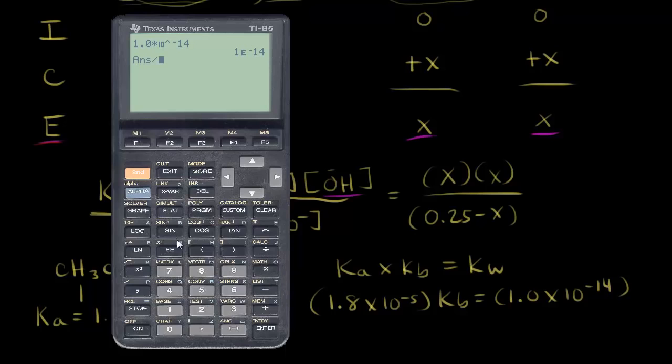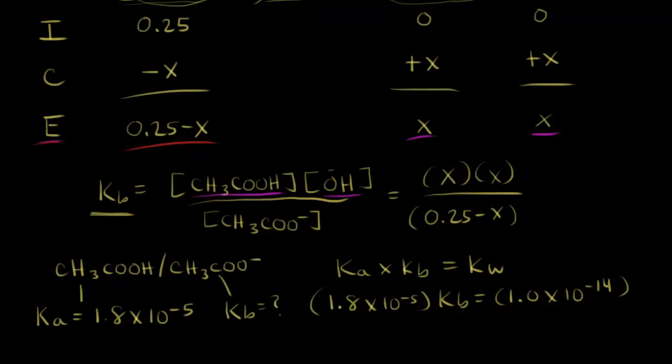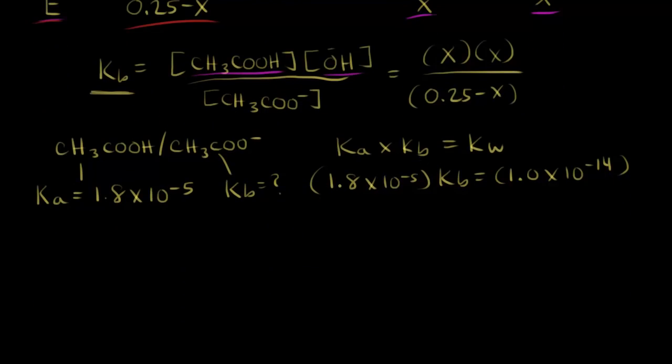And then we divide by 1.8 times 10 to the negative 5. And so we get 5.6 times 10 to the negative 10. So let's get some more space down here and let's write that. So Kb is equal to 5.6 times 10 to the negative 10. And this is equal to x squared over 0.25 minus x.